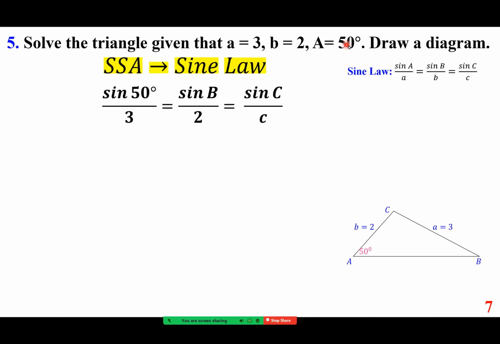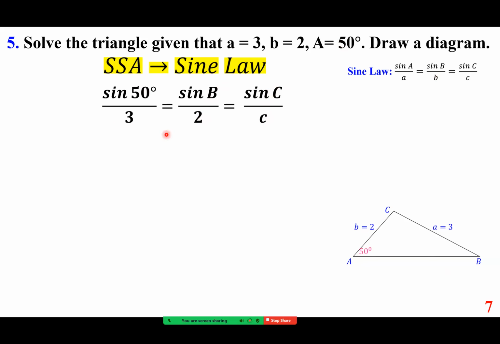Sine of 50. The reason I do the drawing is so we know the angles and the opposite sides. But again, by no means is this to scale. So sine 50 is opposite A, which is 3. Sine B is opposite B, which is 2. Sine C is opposite C. And both of them are missing here.